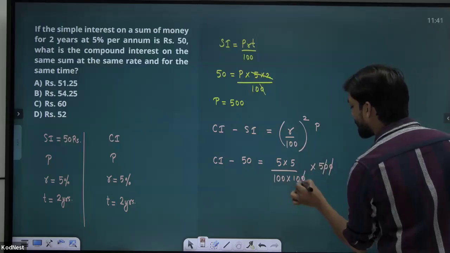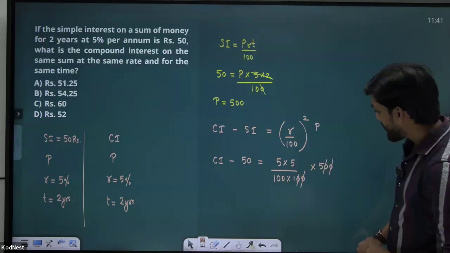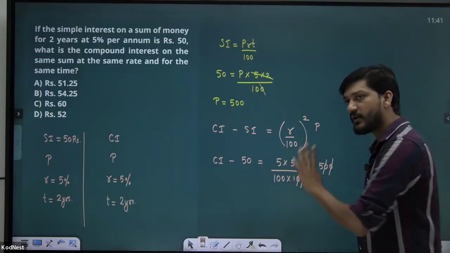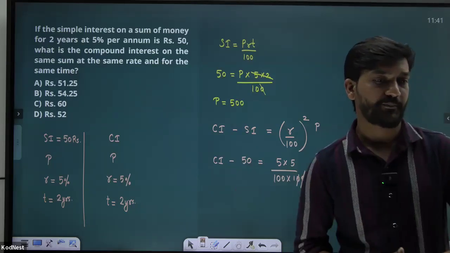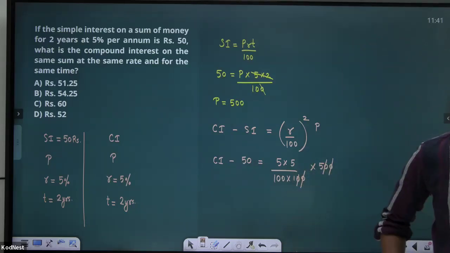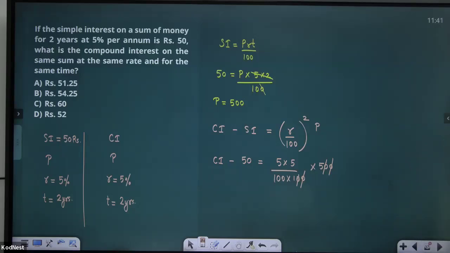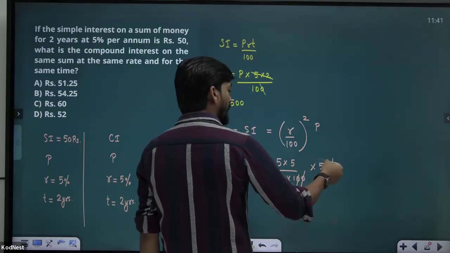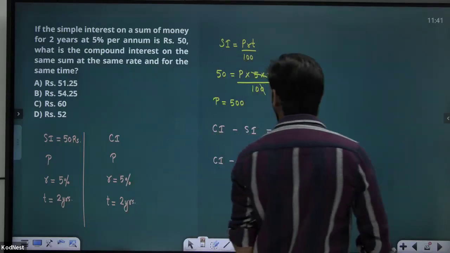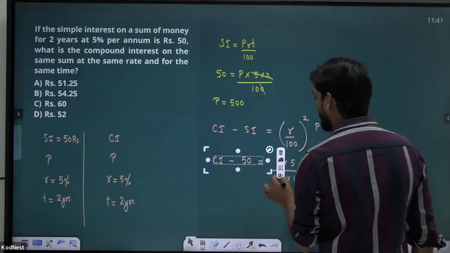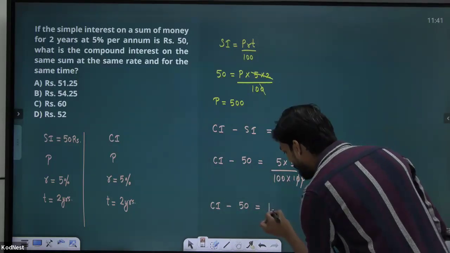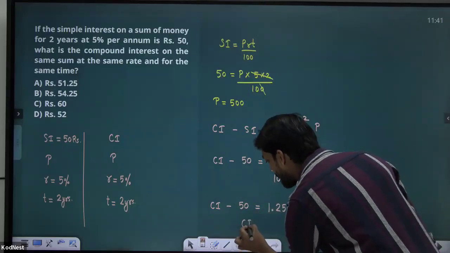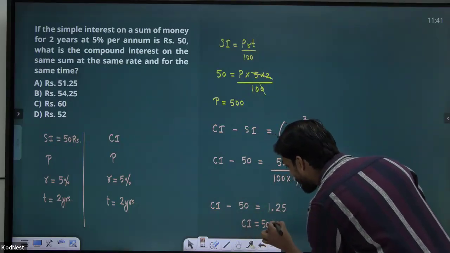Okay, zeros cancel. Please carefully answer what this value will come out to. Don't cancel anything. Keep divide by 100 only. What will this value be, the right side? Not 150, 125. 5 into 5 into 5. So 125 divided by 100, that means 1.25. So you will get 1.25. This 50 will go there to give you compound interest as 50 plus 1.25.